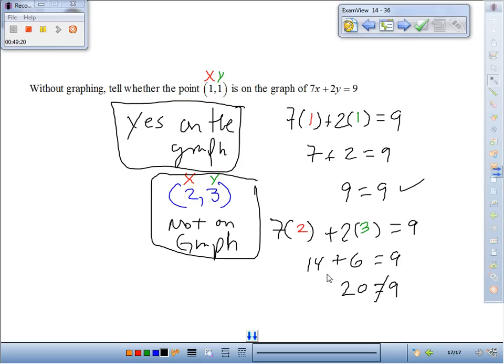Of course, you have to show the work and then tell me the statement. Yes? What's that? Yeah, not on graph. Or online. Go to number 15.